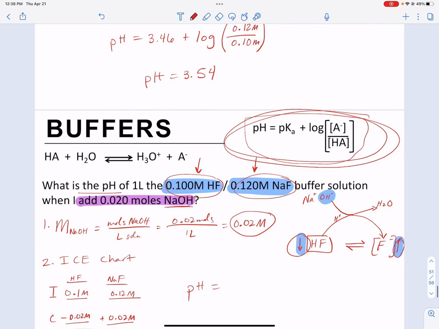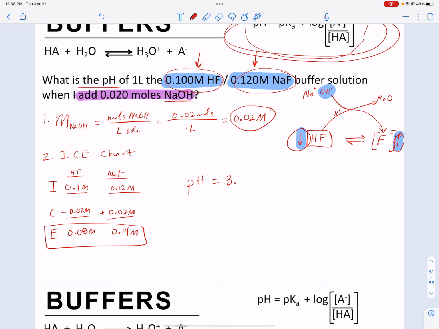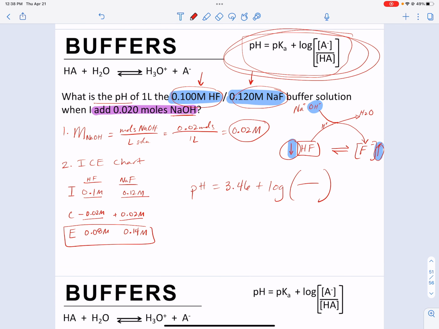So you just go back to that initial calculation, plug in 3.46 plus the log of conjugate base, so the 0.14 molar, over weak acid, 0.08 molar, okay? These concentrations get plugged in right here. Now, when we recalculate this, 3.46 plus the log of 0.14 divided by 0.08, you get a pH of 3.70.